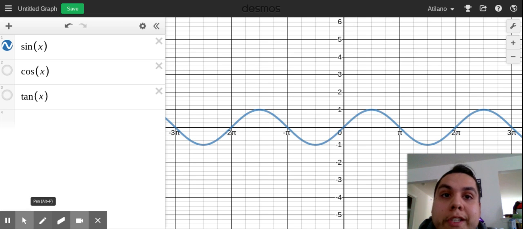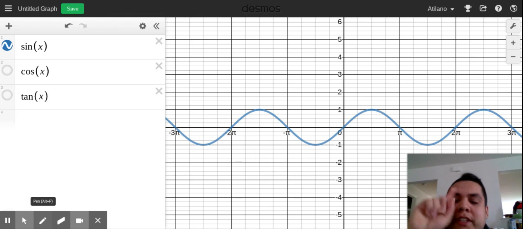All right, we're going to talk about solving trig equations. And in order to talk about solving trig equations, we need to talk about the inverse trig functions. And there's essentially only three of them: inverse sine, inverse cosine, and inverse tangent, right?